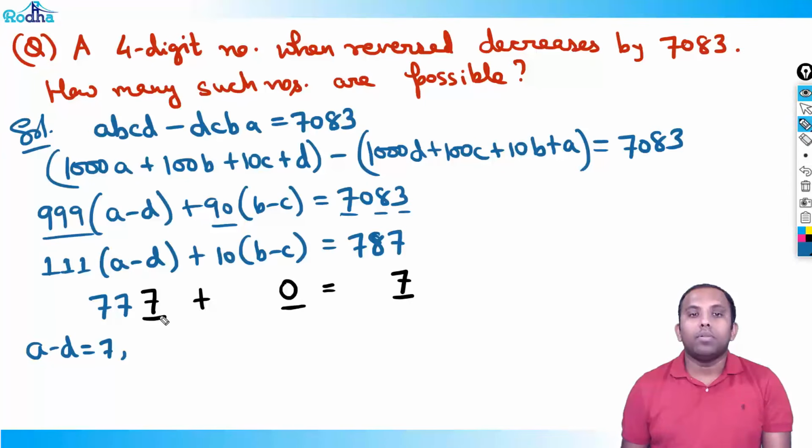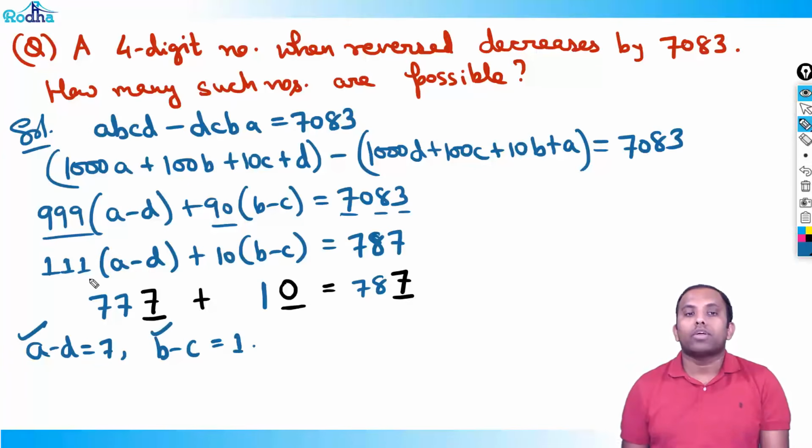Okay. Now 777 plus something is 787. So that has to be how much? That has to be 10. Okay. So if 10 into (B minus C) is 10, that means B minus C is what? It is 1. So we got the values of A minus D and B minus C, which will satisfy this equation. We got the value, right? Now how many cases? So A minus D is 7.